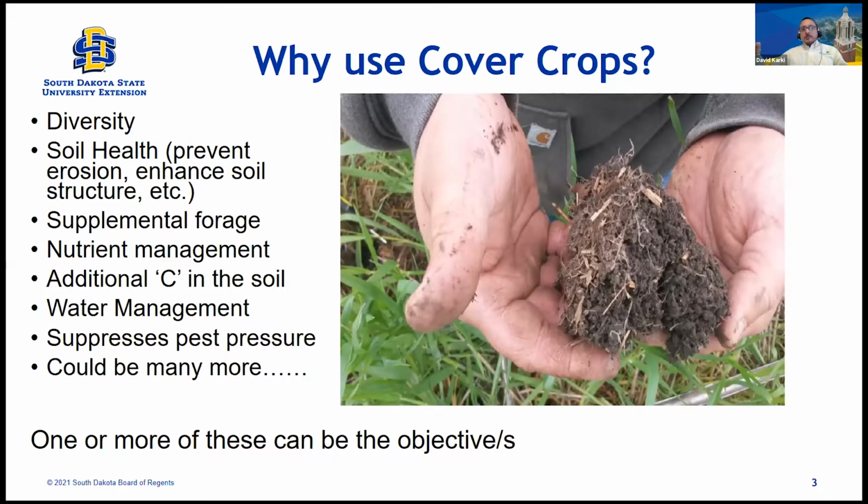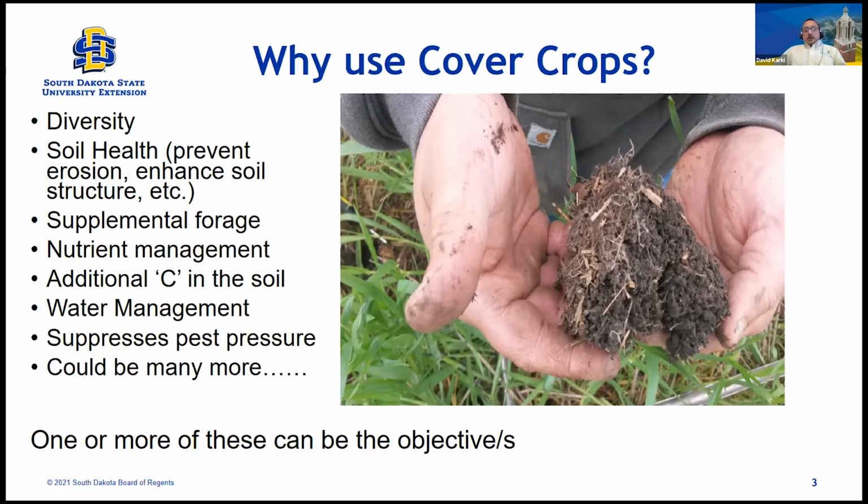Some of the documented reasons out there why we want to have cover crops: it brings diversity in your current cropping system. Another part we hear a lot about is soil health, and soil health in itself is a very broad term, and can be anything from preventing erosion or eliminating erosion overall, and enhancing soil structure, water infiltration, aggregate stability, and bulk density. You can talk about a lot of things within soil health.